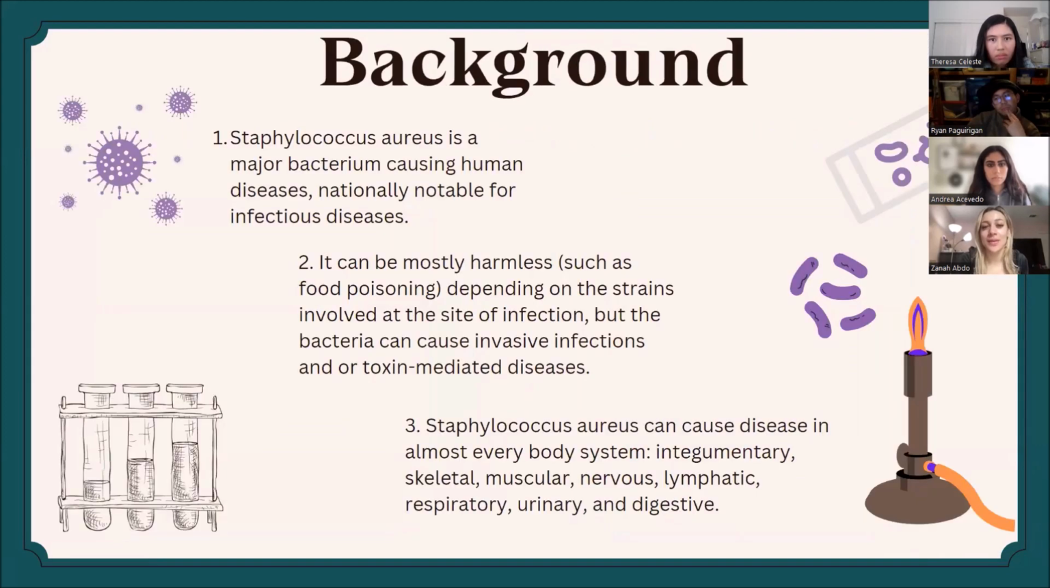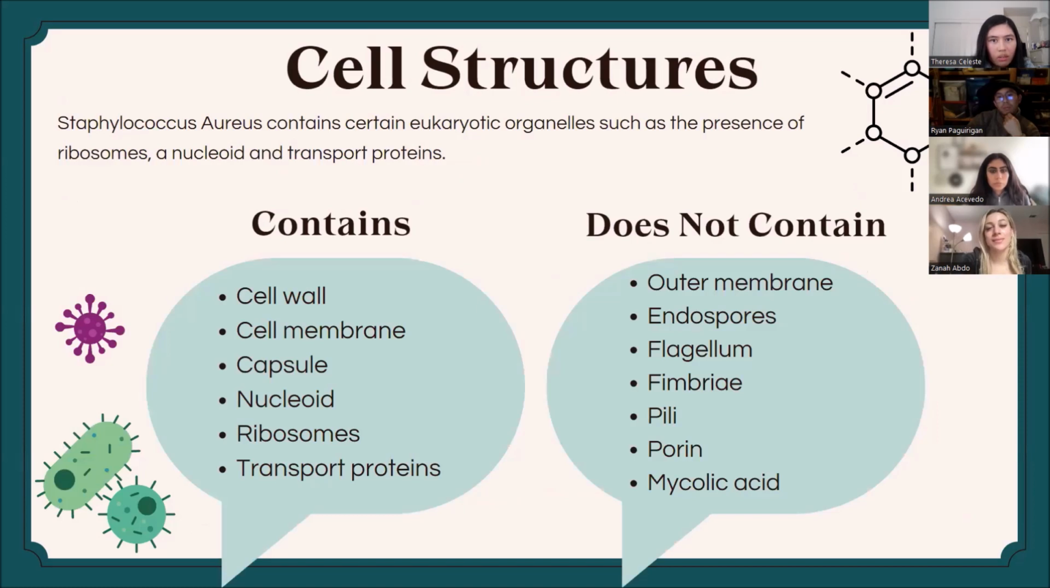So some background information, the Staphylococcus aureus is a major bacterium, which is nationally notable for infectious diseases. It can be mostly harmless, such as causing food poisoning, depending on the strains involved at the site of infection, but the bacteria can become invasive and or toxin mediated. So Staphylococcus aureus can cause disease in almost every body system, such as the integumentary, skeletal, muscular, nervous, lymphatic, respiratory, urinary, and digestive.